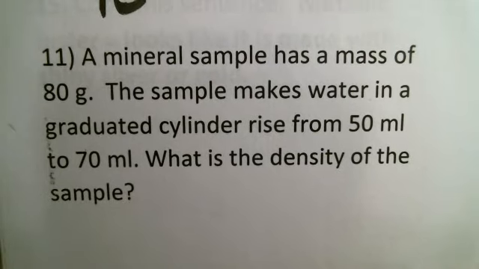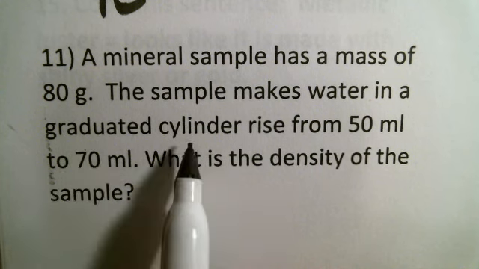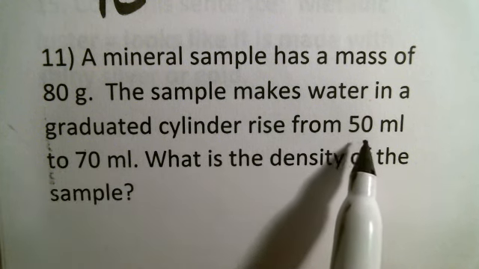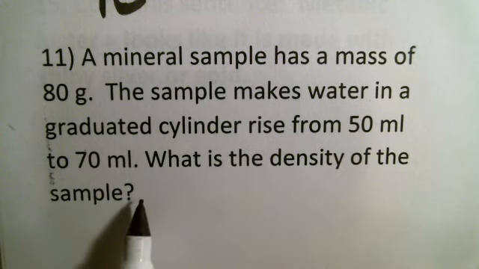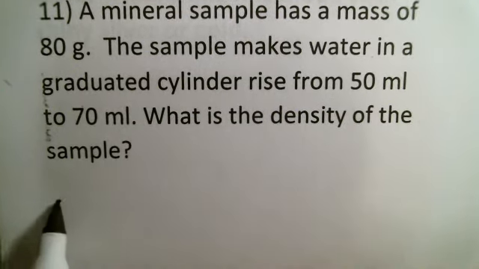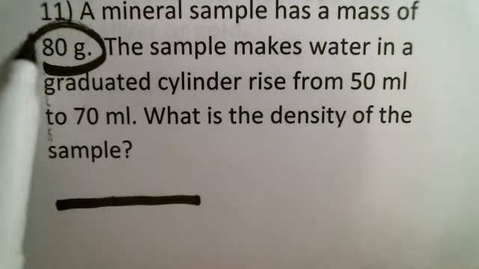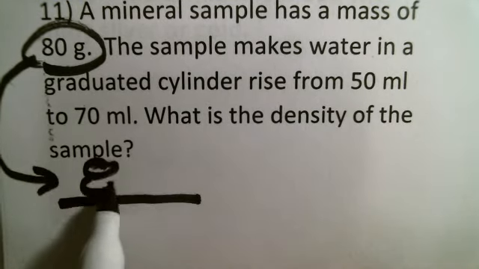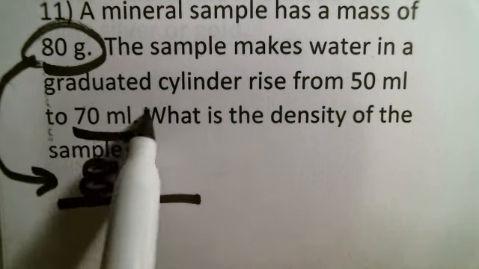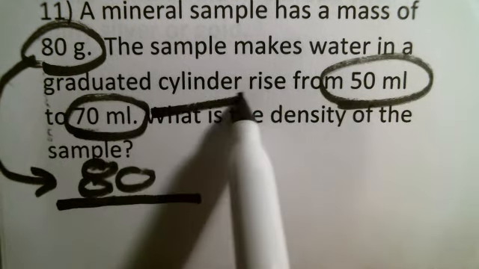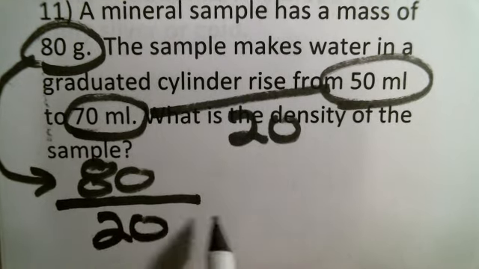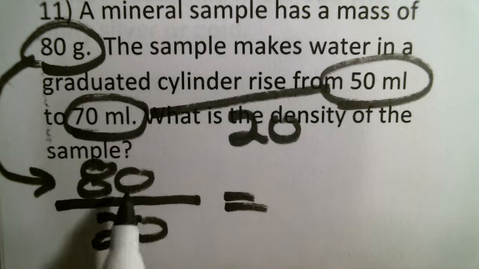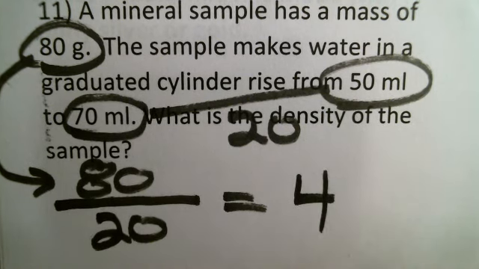Number 11, a mineral sample has a mass of 80 grams. The sample makes water in a graduated cylinder rise from 50 milliliters to 70 milliliters. What is the density of the sample? So we write down our fraction. The mass goes on top. And then the difference of the two water levels goes on the bottom. So 80 divided by 20 is a density of 4.